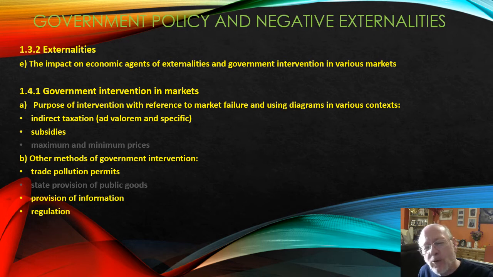In this video, we're trying to link two parts of the course, externalities and government intervention in markets, because obviously if there is a market failure, the government often tries to do something about it, and sometimes it gets it right and sometimes it gets it wrong.